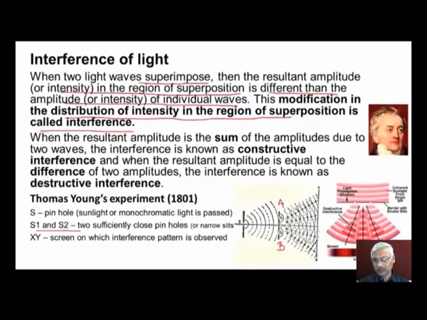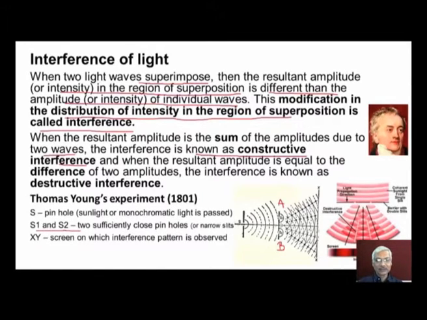Now the primary wavelet from S will have some intensity, and the secondary wavelet from S1 and the secondary wavelet from S2 will have certain intensity. When they get superposed, the intensity level changes. So this phenomenon is known as interference. When the resultant amplitude is the sum of amplitudes due to the two waves, the interference is known as constructive interference.